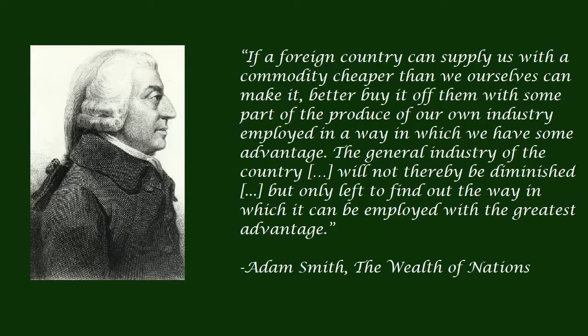Now let's start our story about the benefits of trade by looking at a quote from Adam Smith's The Wealth of Nations. "If a foreign country can supply us with a commodity cheaper than we ourselves can make it, better buy it off them with some part of the produce of our own industry employed in a way in which we have some advantage. The general industry of the country will not thereby be diminished, but only left to find out the way in which it can be employed with the greatest advantage."